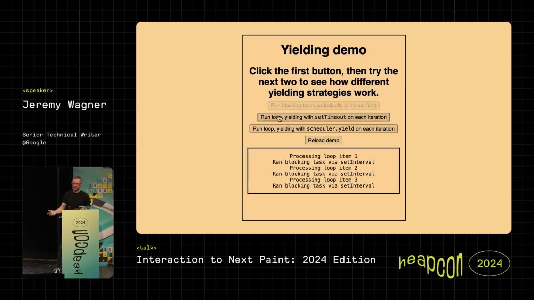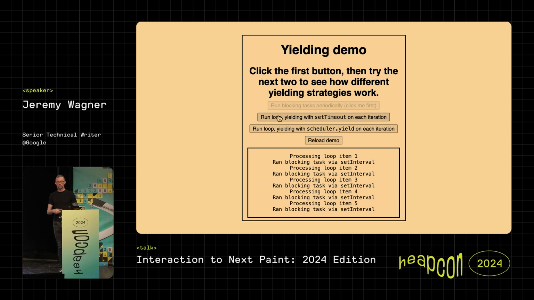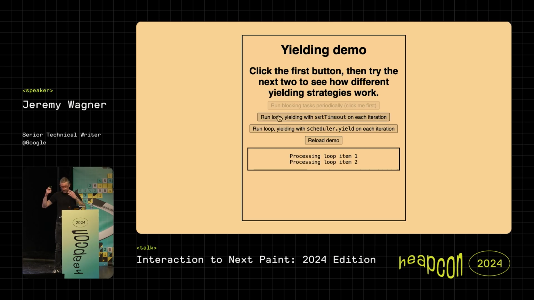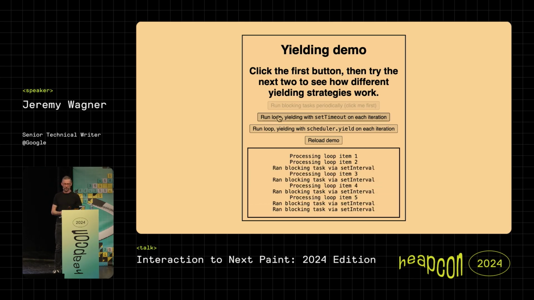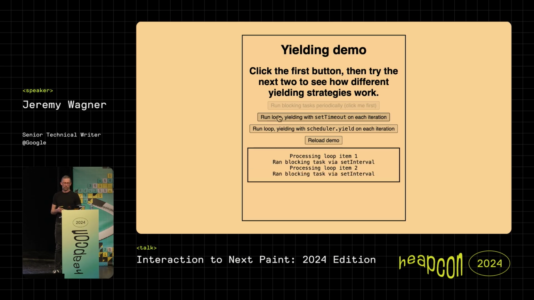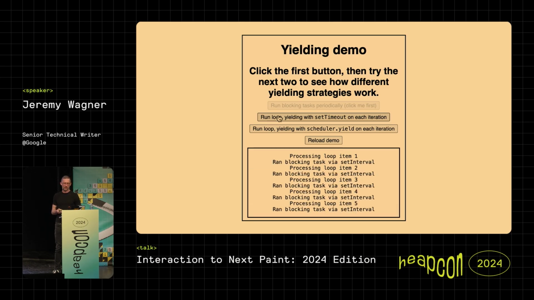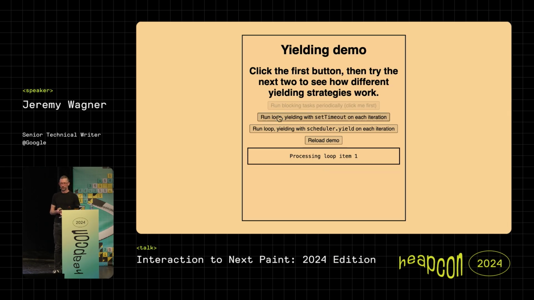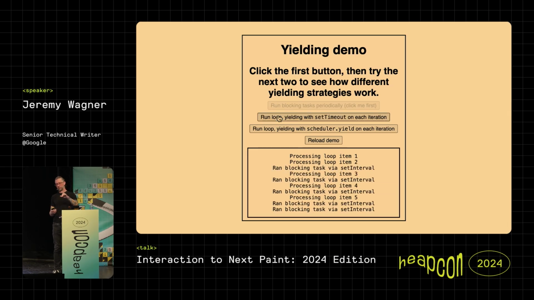So when we click this button, as seen in this demo, we run a bunch of blocking tasks in a loop, and when we yield with set timeout, we yield with set timeout on every iteration of that loop. You can see that every time the page yields with set timeout, the remaining work gets interrupted by tasks being run periodically by set interval, and this is an example of a lack of continuation.